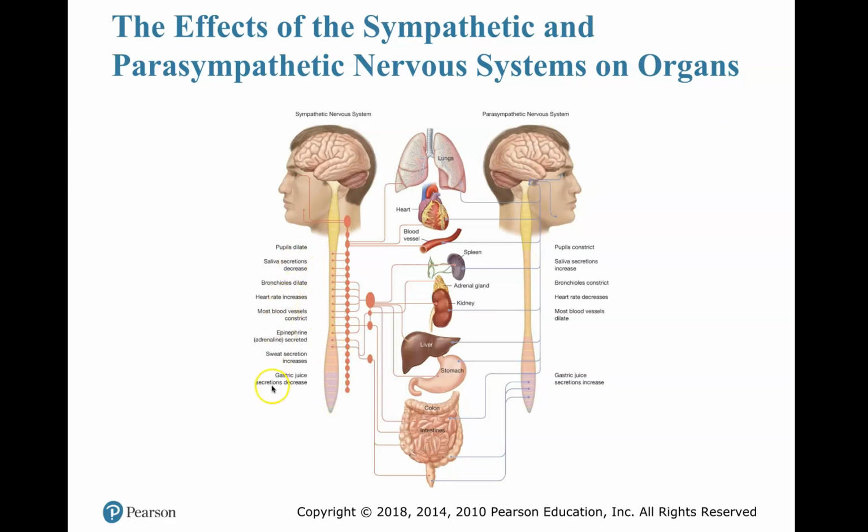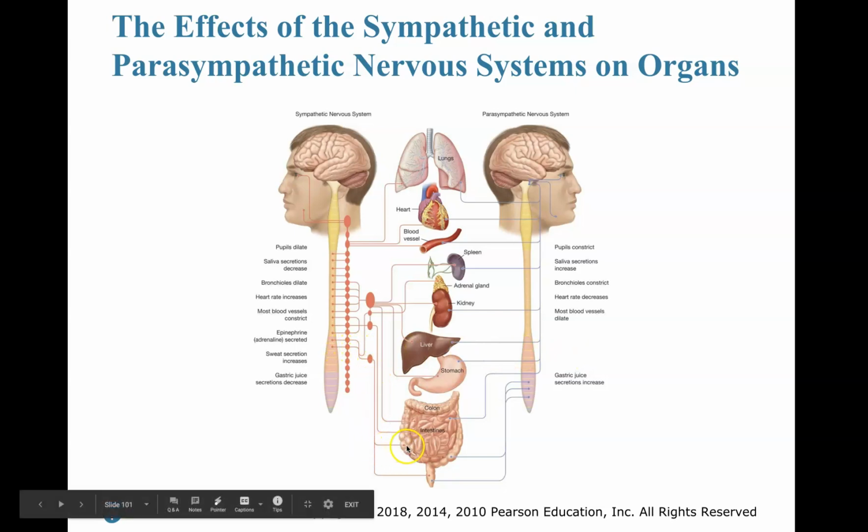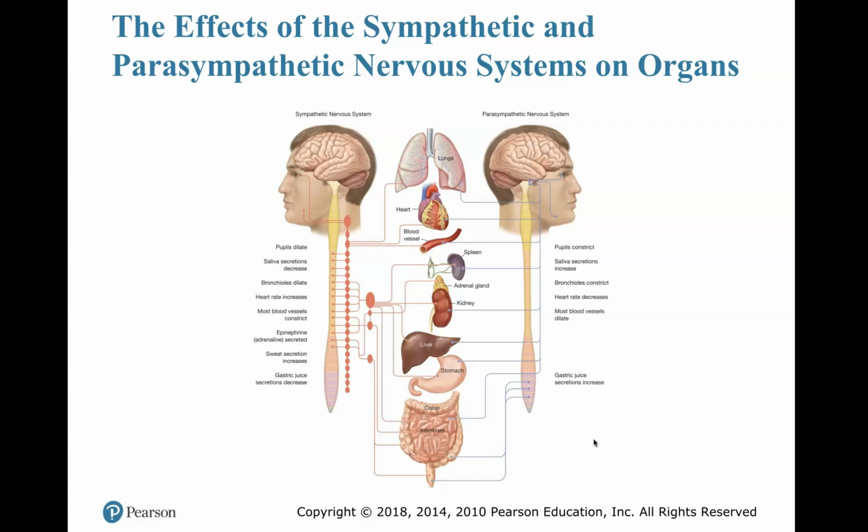And you'll see the different signs and symptoms here on the right. And it will show you where it goes and what it controls. Pretty good information. You're just going to have to take time to look at it.